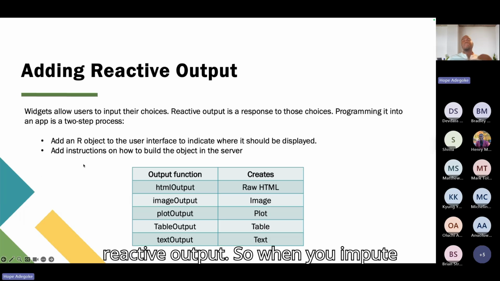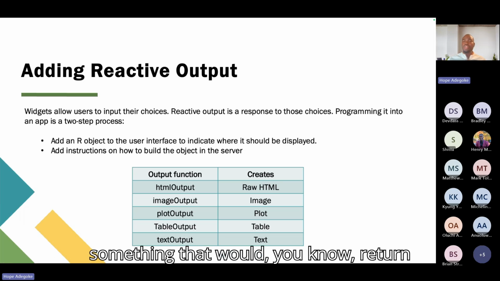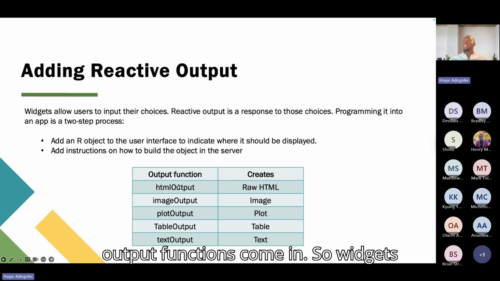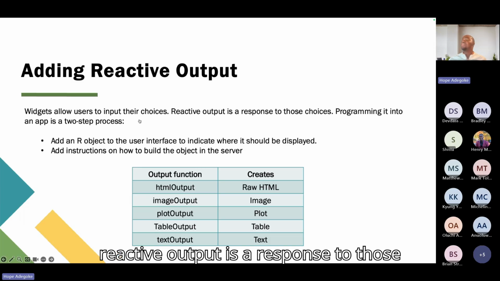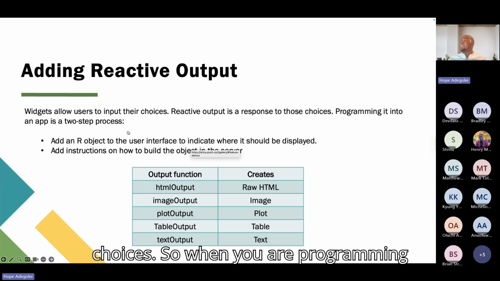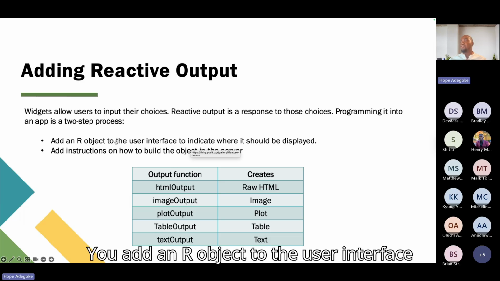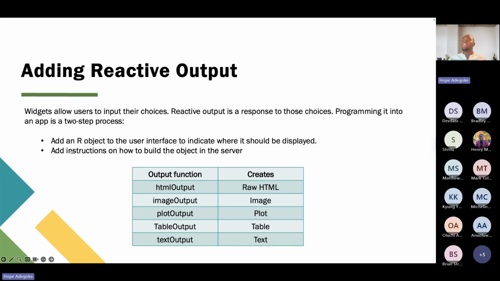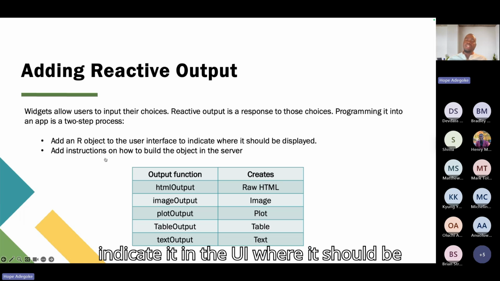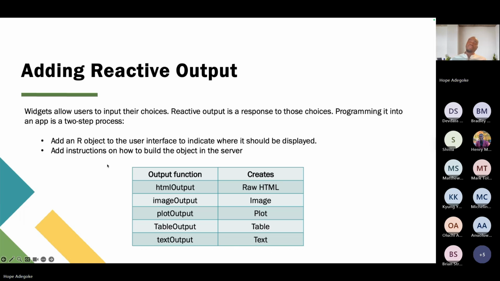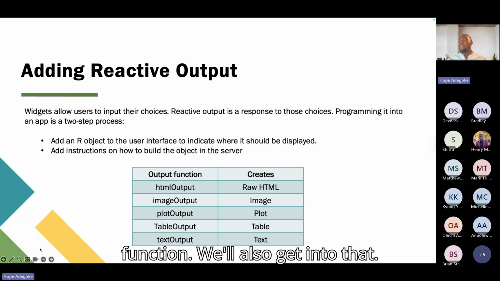reactive output. So when you input in your widgets, you need something that would return something to you. So that is where the output functions come in. So widgets allow users to input their choices, and reactive output is a response to those choices. So when you are programming it into an app, it takes 2 steps. You will add an R object to the user interface to indicate where it should be displayed, then add instruction on how to build the object in the server. So you need to indicate it in the UI where it should be displayed, then instruct it on what to do from the server function. We'll also get into that.